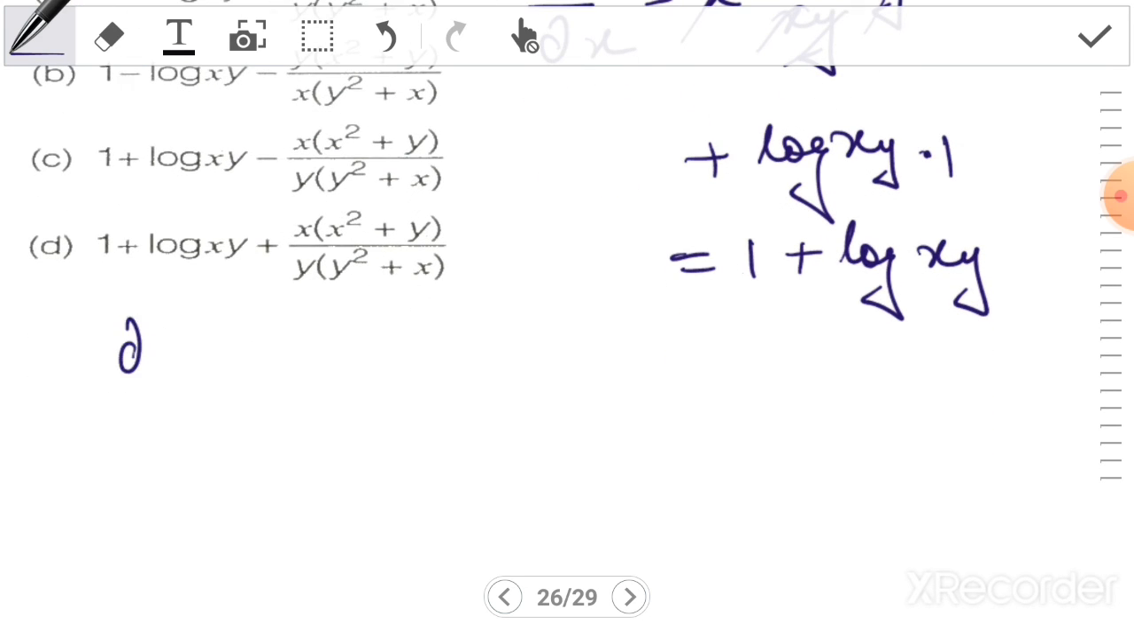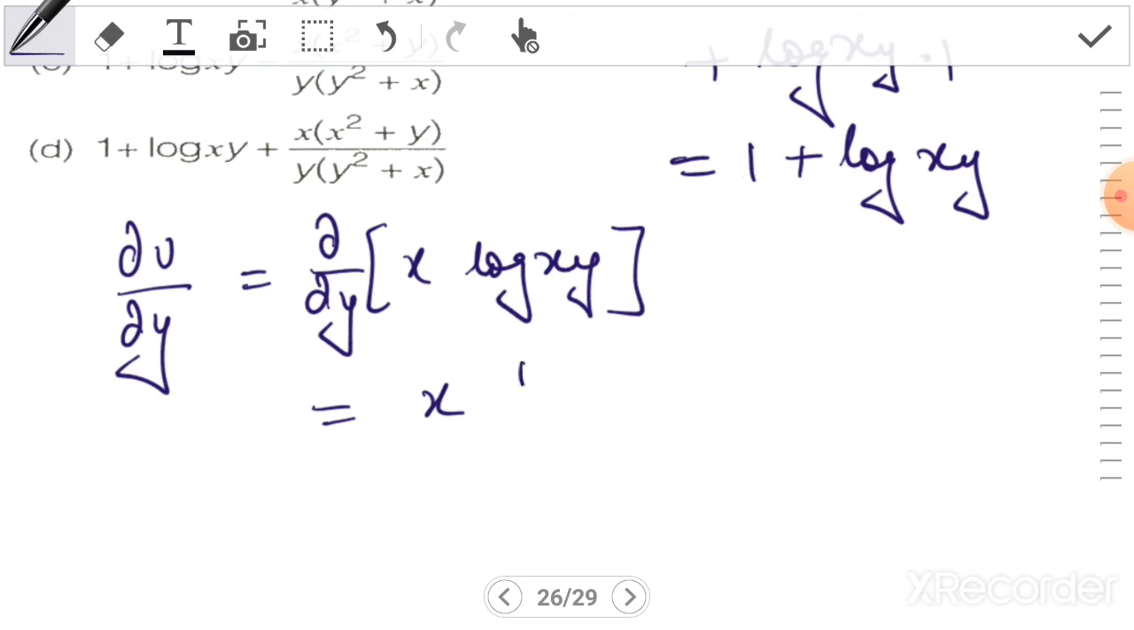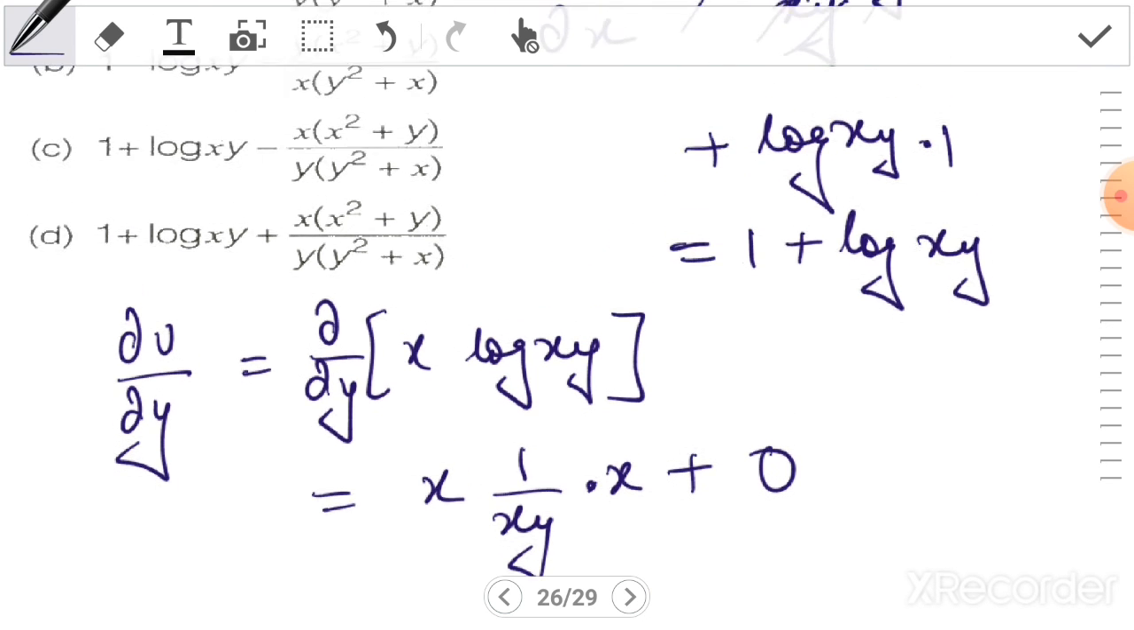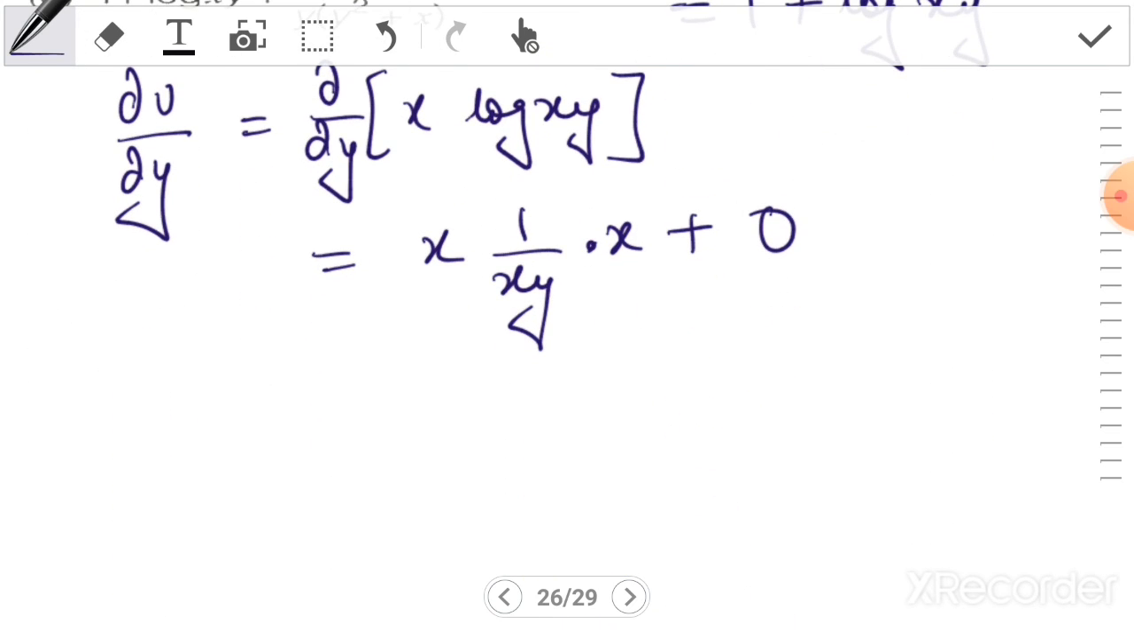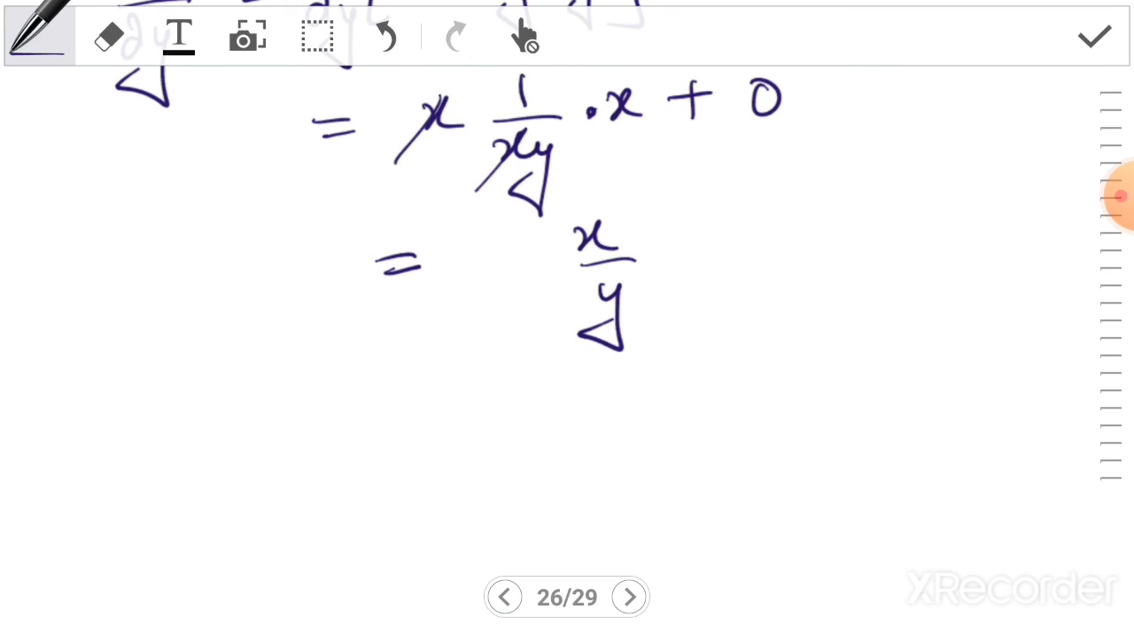Again, taking the partial derivative of u with respect to y, x log xy, so this is in the u into v form, so x into 1 by xy into x plus 0, because this is actually log xy times dx by dy, which is 0. Then this is x by y.